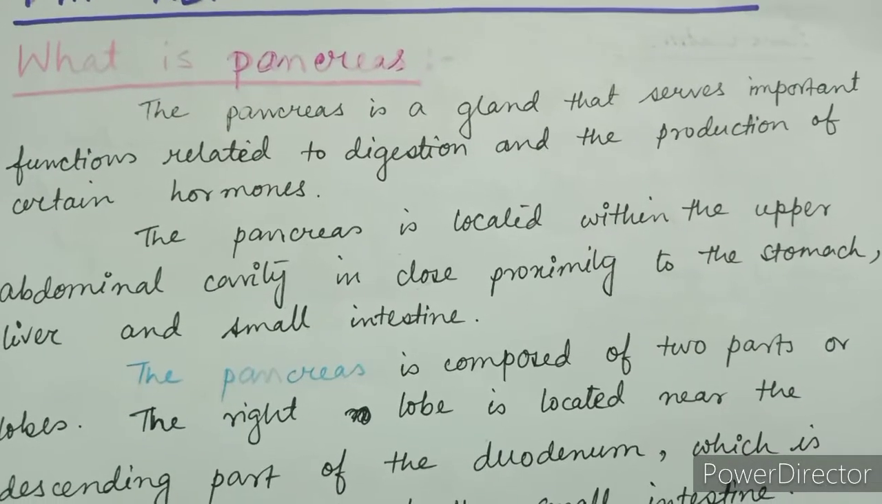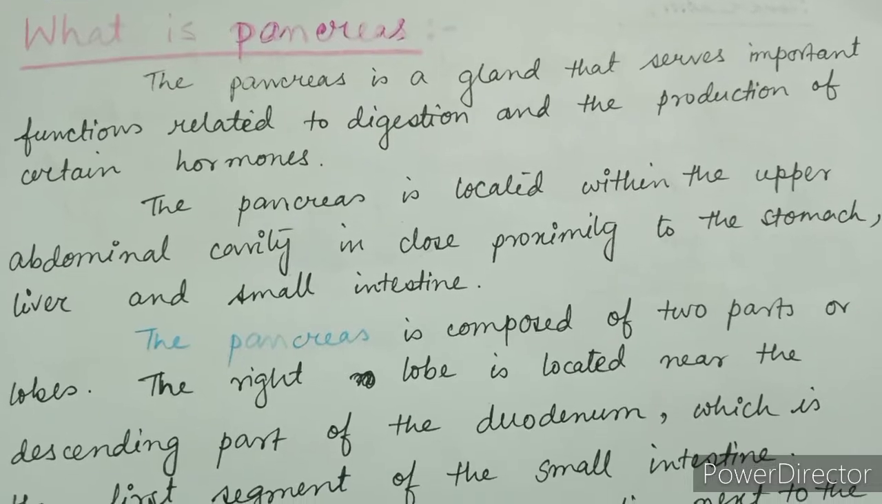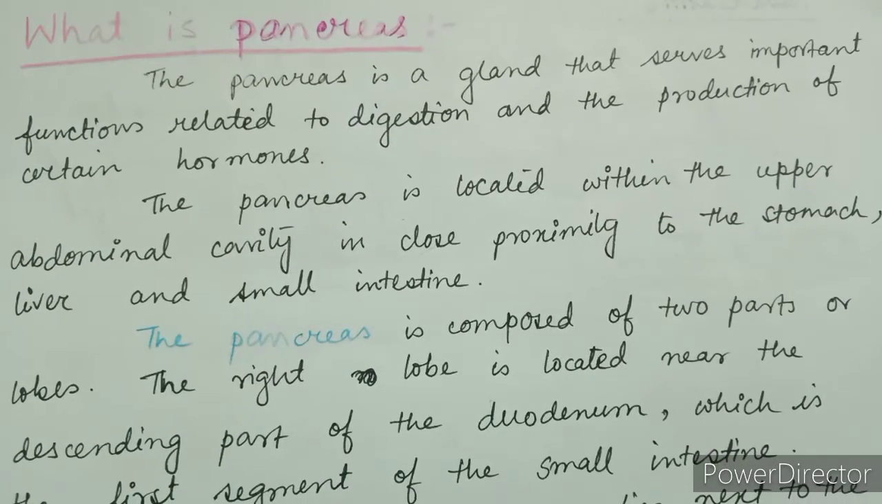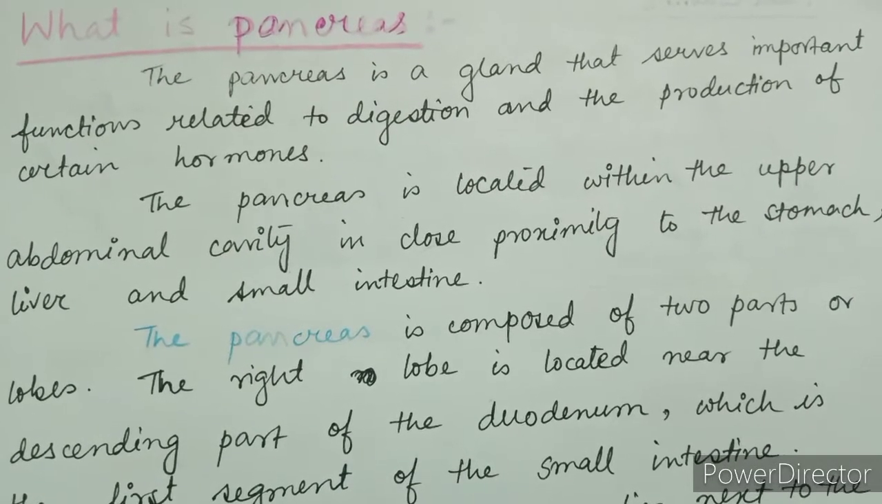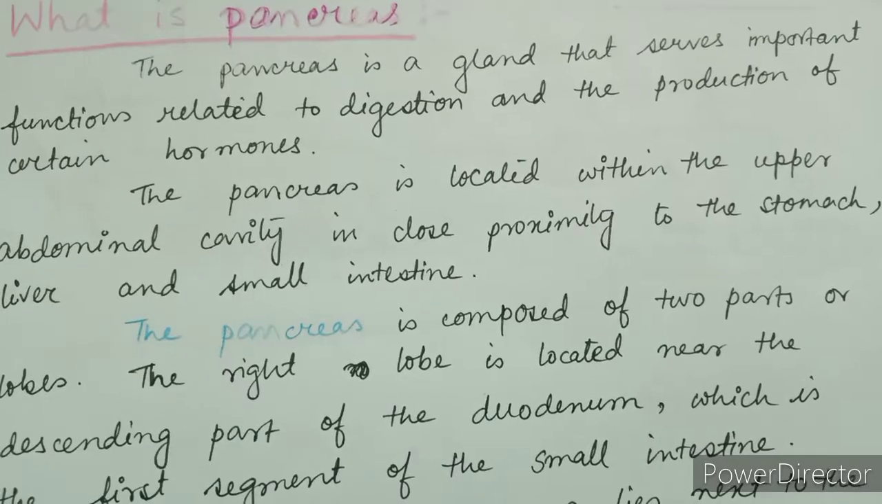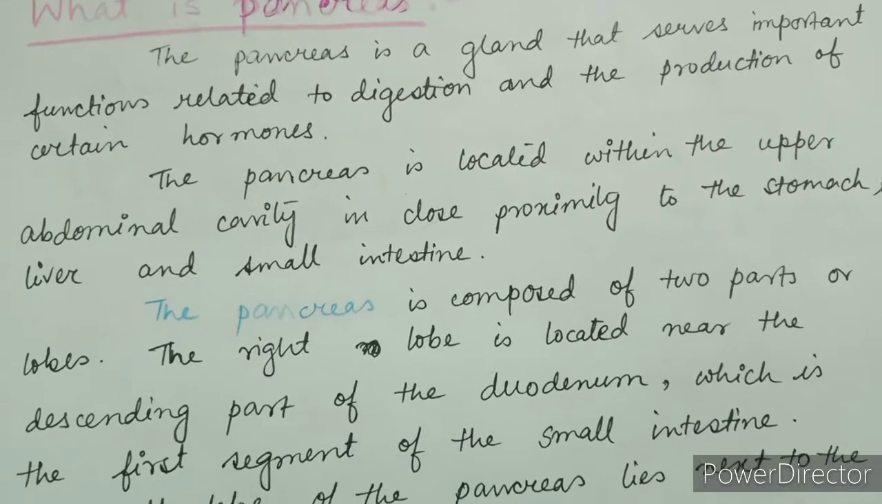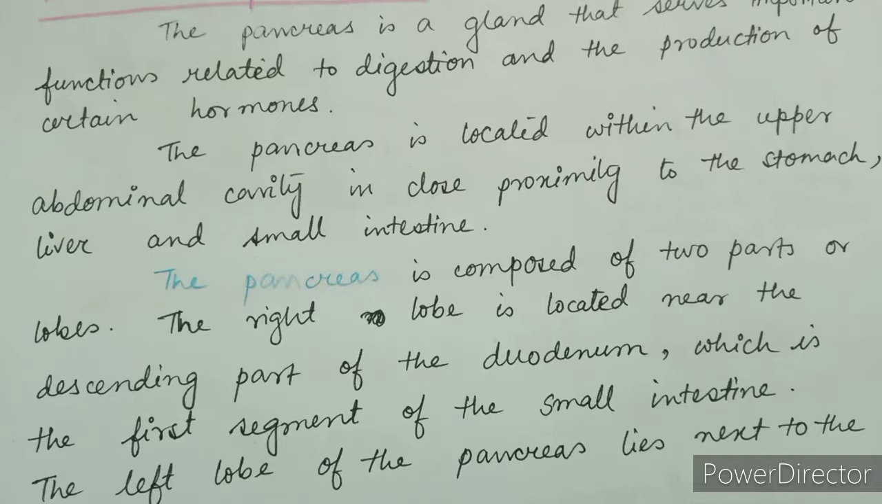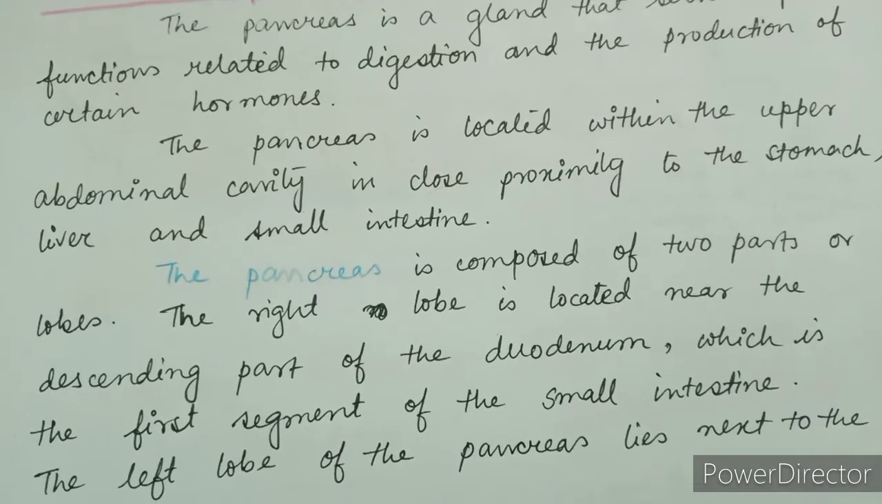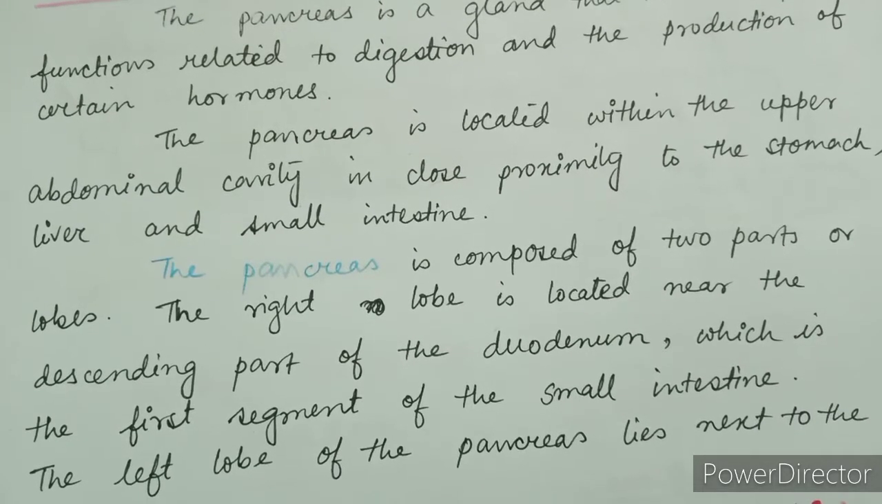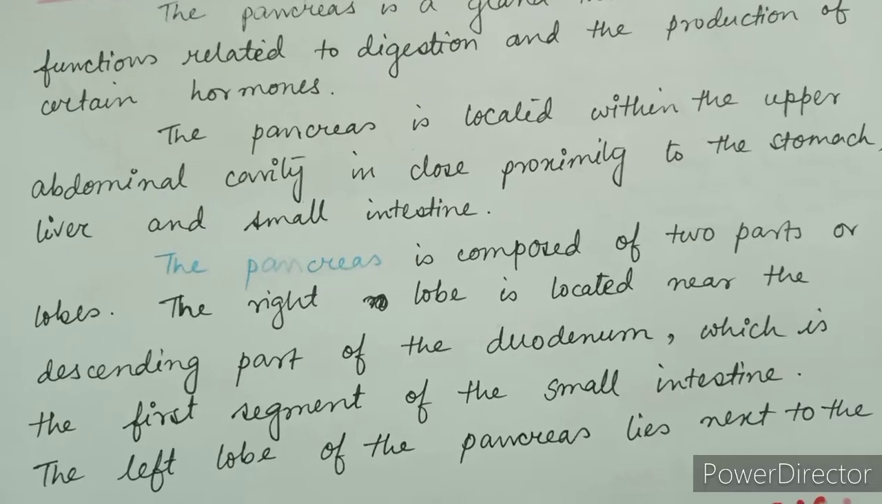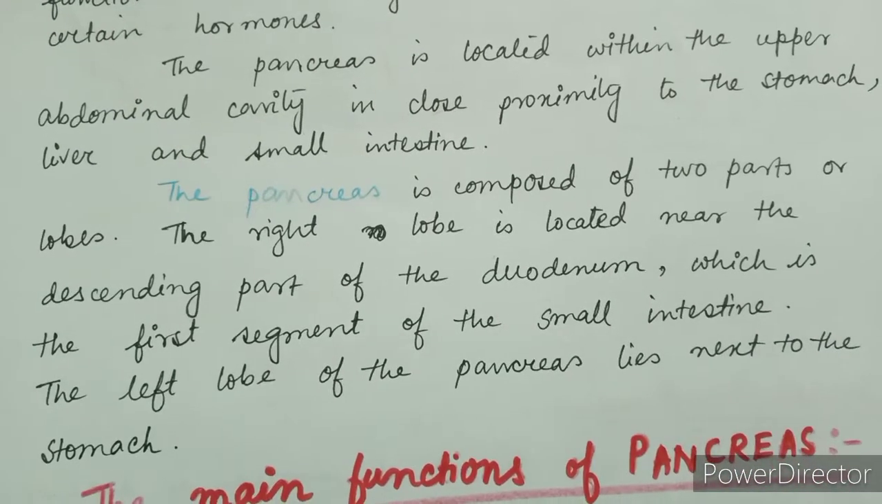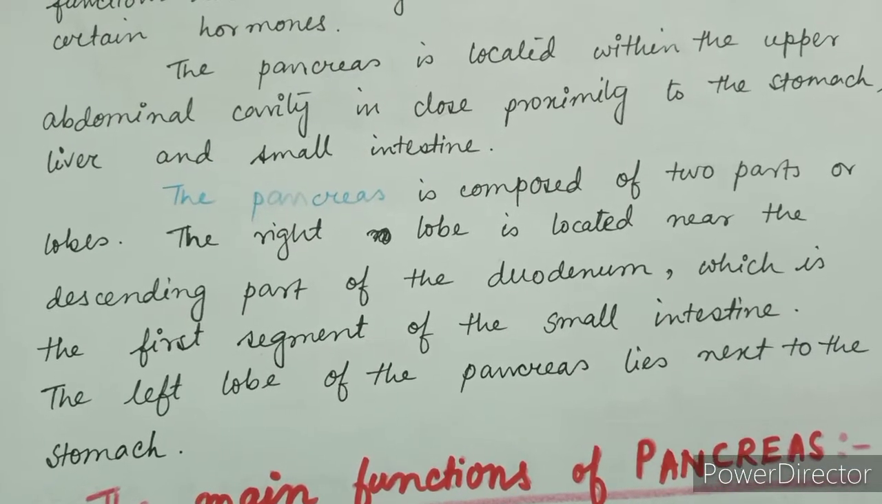The pancreas is located within the upper abdominal cavity in close proximity to the stomach, liver and the small intestine. The pancreas is composed of two parts or lobes. The right lobe is located near the descending part of the duodenum, which is the first segment of the small intestine, and the left lobe of the pancreas lies next to the stomach.